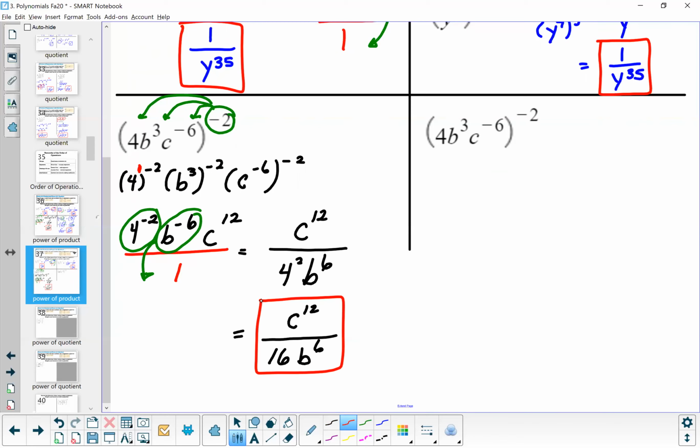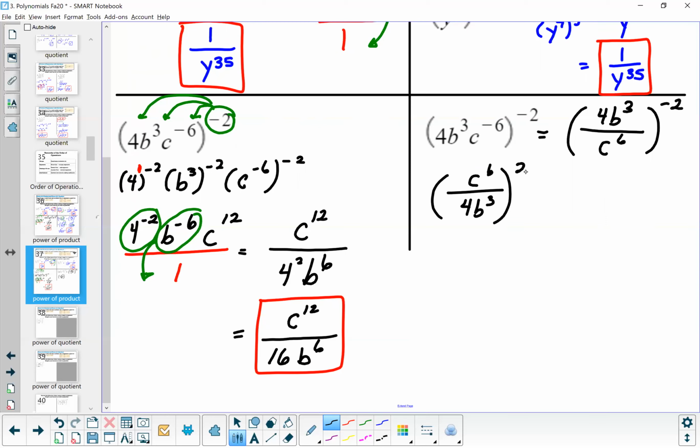Okay, if you start with taking reciprocals, there's multiple ways you can do it. I'm going to do everything. So first, if I start inside of parentheses, that's going to give me a fraction 4b cubed over c to the 6th. Outside of parentheses, we still have a -2. Now I'm going to take a reciprocal of everything inside of the parentheses. So we have c to the 6th over 4b cubed, and that's squared.